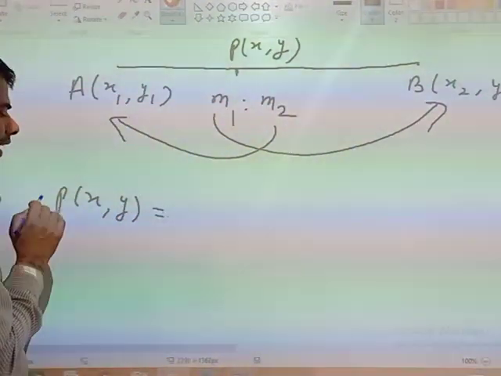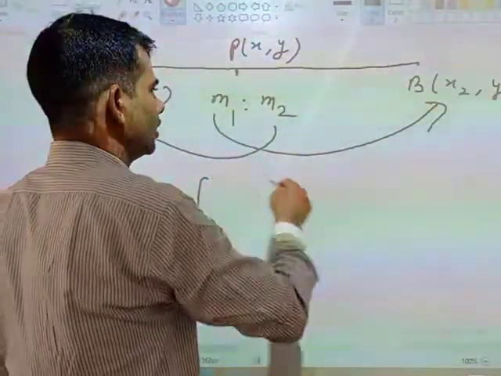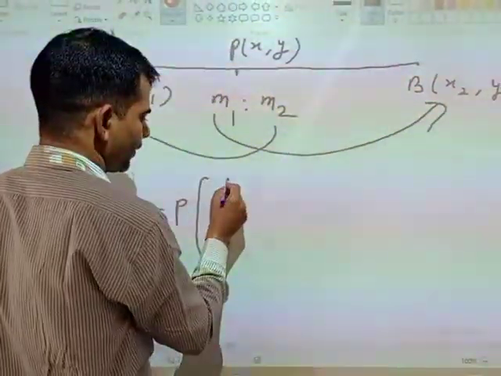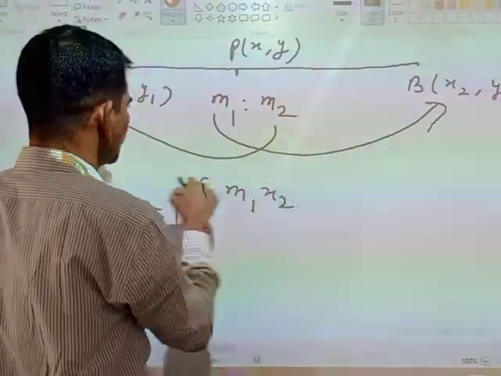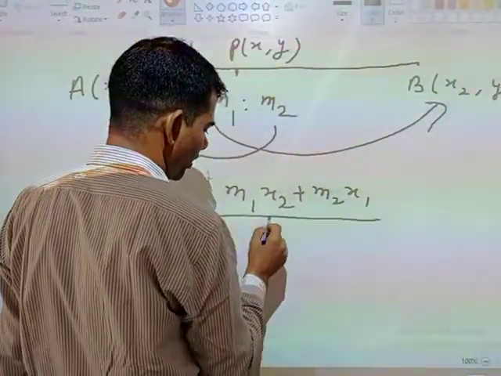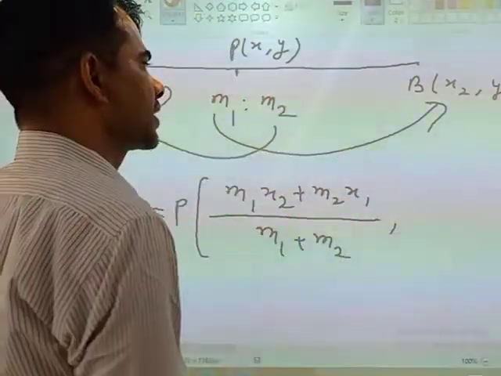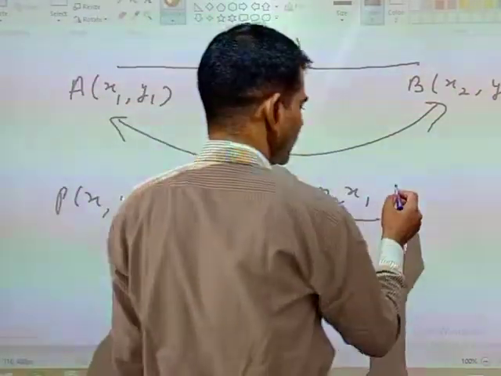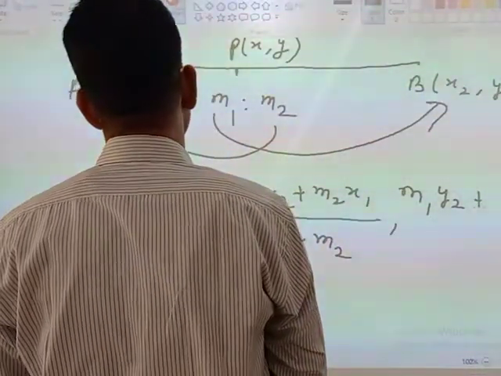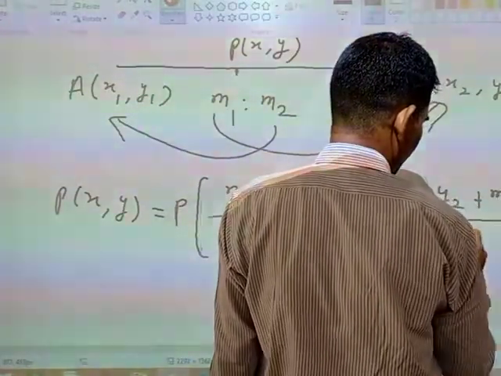First of all, we will find out the coordinate of x. m1 x2 plus m2 x1 divided by m1 plus m2. Any doubt? Now what is the direction of m1? It is toward x2 y2. So m1 y2, and m2 is coming towards x1 and y1, so m2 y1, divided by m1 plus m2.